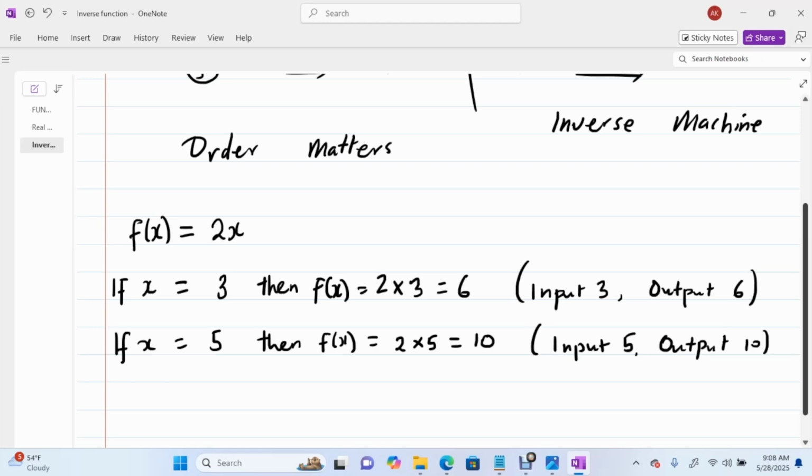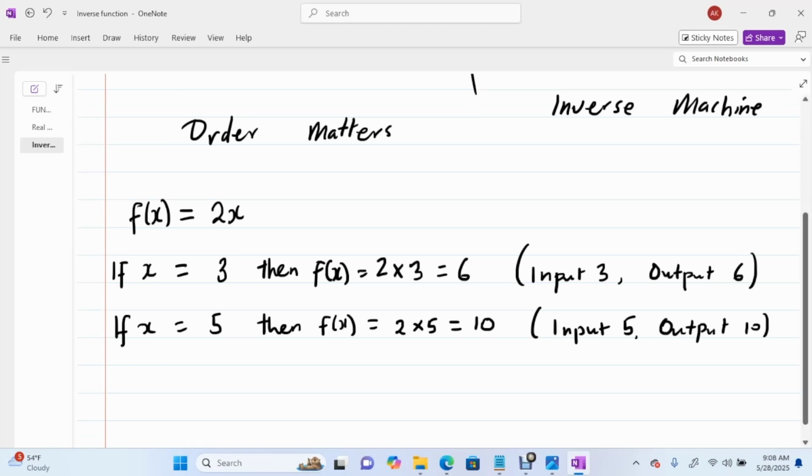Now let's go to our inverse machine. So we're going to call the other machine the inverse function. Let's call that g of x. For the inverse function, we're going to call it g of x. That's going to take the output of f of x and give us back the original. I hope that's clear.